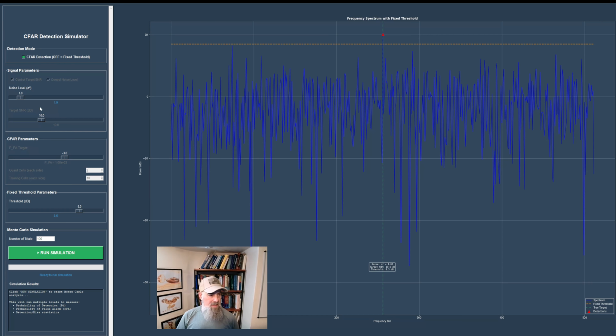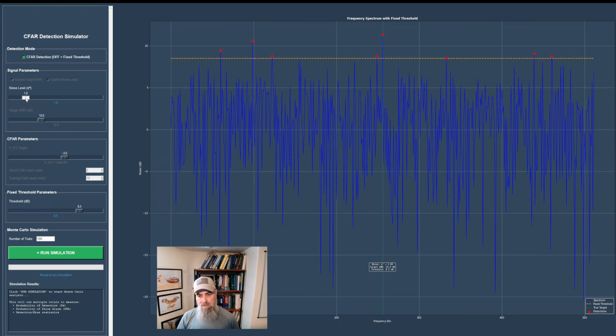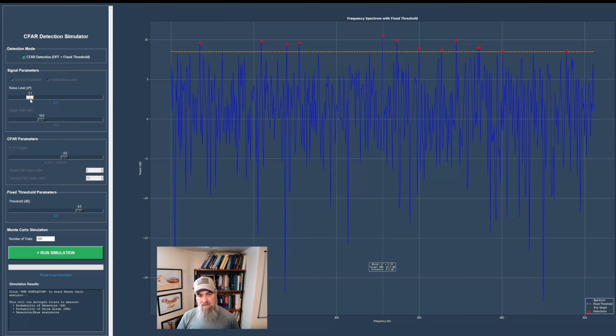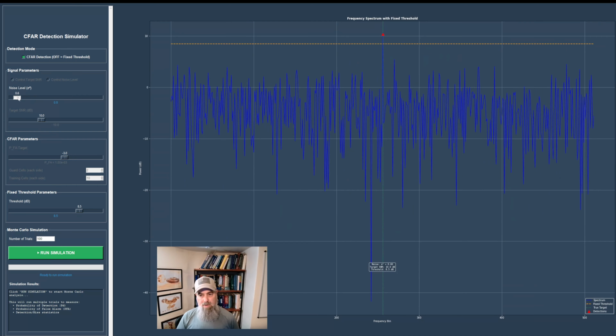Let's take this noise level and let's take it up, and now you see that the noise level is, instead of 1, it's 1.4 now, and we have 2 false alarms, and we can increase it and we have more false alarms. If now it's cooling down and we decrease it, then we have fewer false alarms, right?